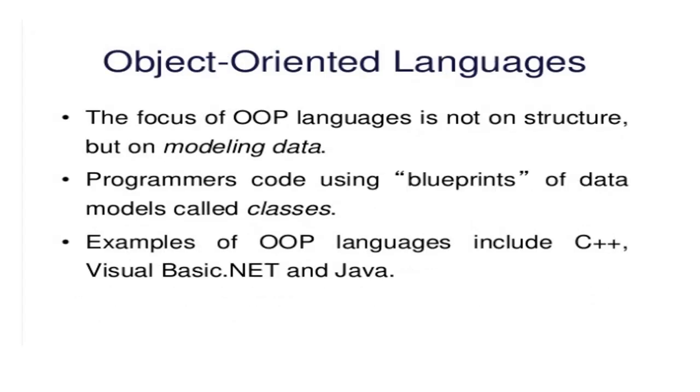Object-oriented languages. The focus of OOP languages is not on structure but on modeling the data. Programmers code using blueprints of the data models called classes. We have seen some examples of object-oriented programming languages, which include C++, Visual Basic.NET and Java.